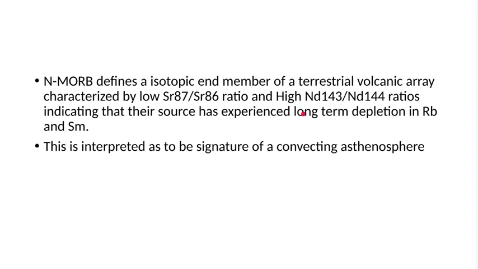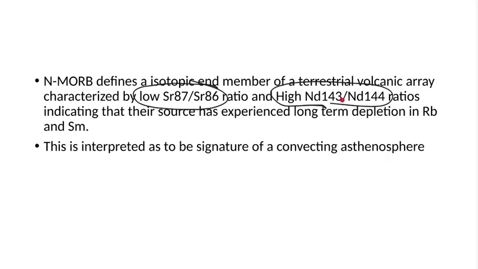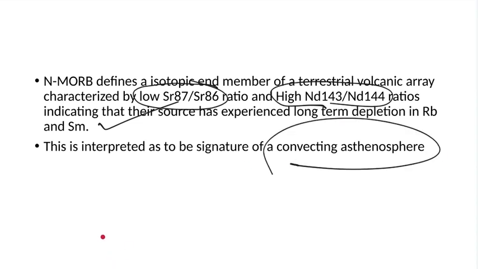So N-MORB defines the isotopic end member of the terrestrial volcanic array, characterized by obviously low strontium ratio and high neodymium ratio. That's the one I was telling you. High samarium means high neodymium ratio, indicating their source has experienced long-term depletion in Rb and Sm. This is interpreted to be a signature of the convecting asthenosphere.